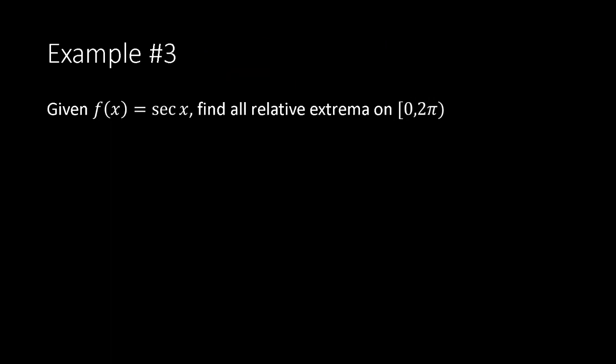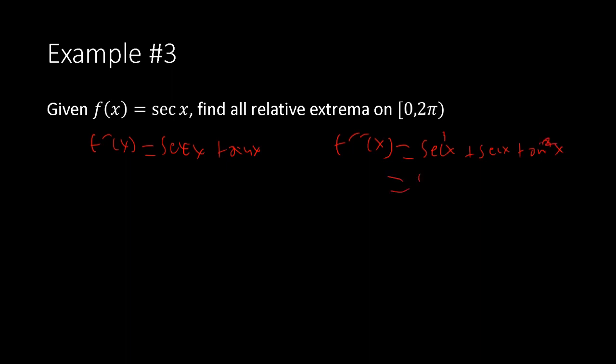Okay, next question. So now we have f of x equals secant of x. We're going to find all the relative extrema between 0 and 2 pi. So f prime of x is going to be secant x tangent x. For f double prime of x, we're going to use the product rule. We're just going to say secant x times secant squared of x is secant cubed of x. And tangent x times secant x tangent x is secant of x tangent squared of x. So we're just going to factor out secant x.